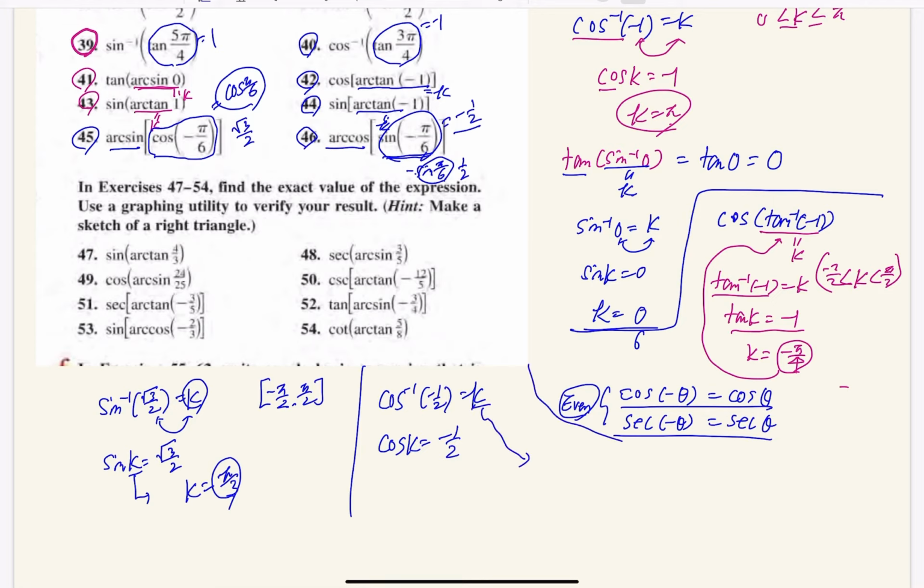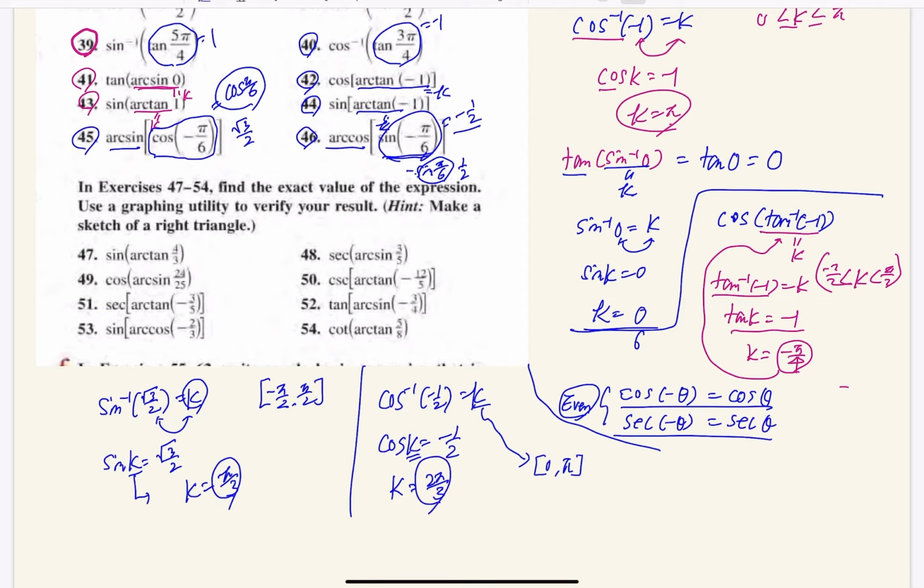K should be between 0 and pi because the range of cosine inverse is between 0 and pi inclusive. So which angle K can satisfy this equation, cosine K equals negative 1/2? K should be in the second quadrant, right? Second quadrant. So K is 2 pi over 3, 120 degrees. That's the answer.